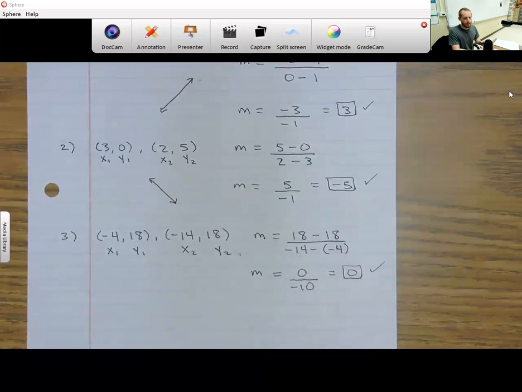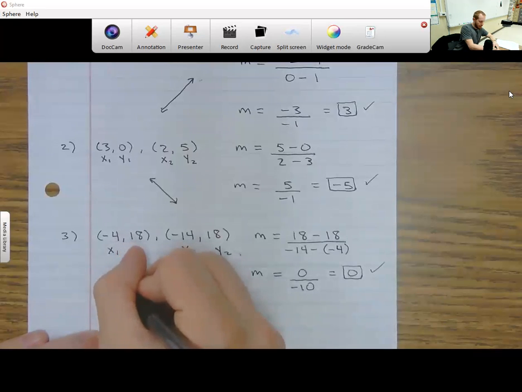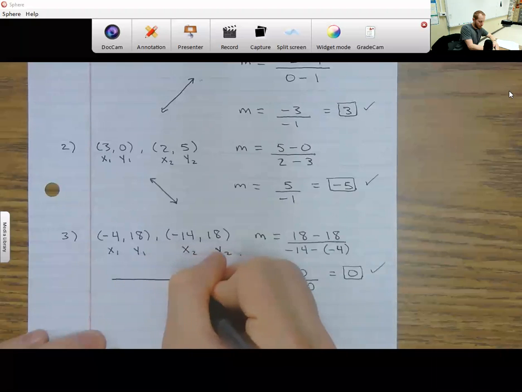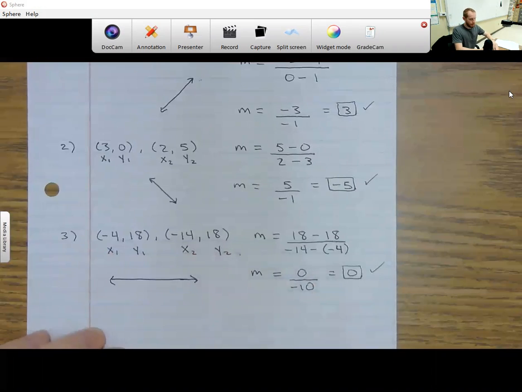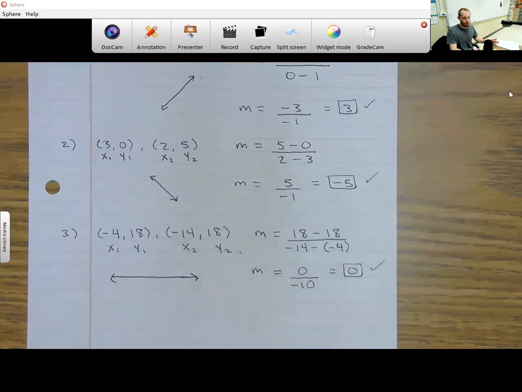So what does that mean the line is going to look like? If I have a 0 slope, it's like I'm not walking up a hill or walking down a hill. It's just going to be level ground. So I'm going to have a horizontal line that looks like this, completely flat. That's what 0 slope means. Okay? So 0 is my answer for that one.